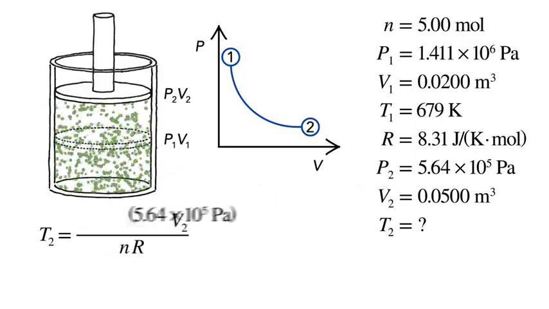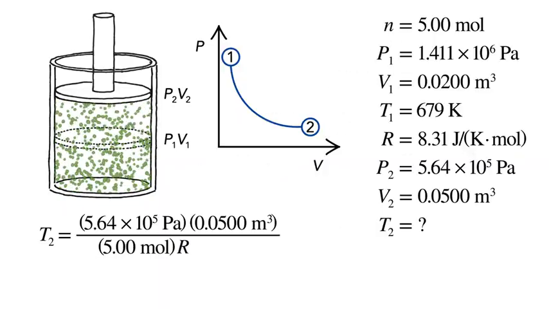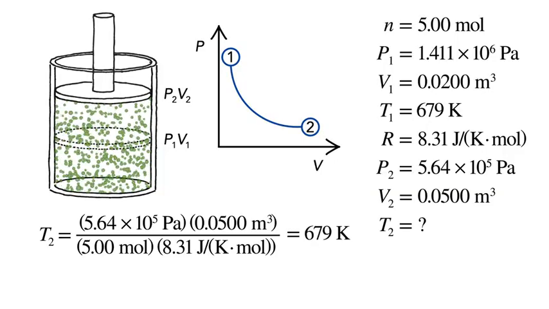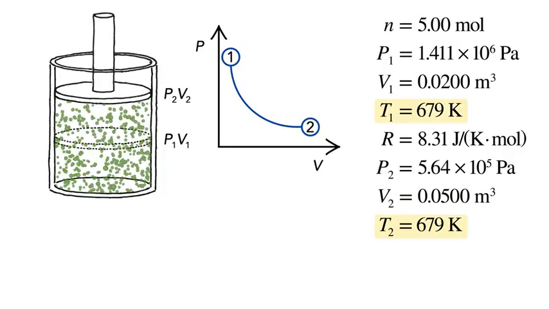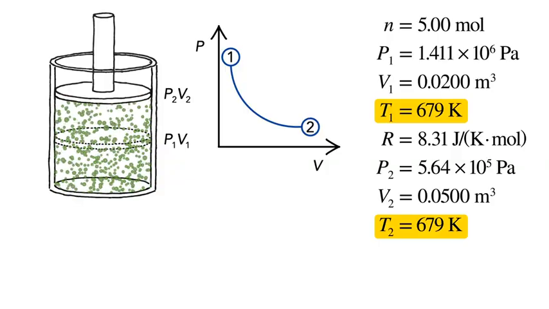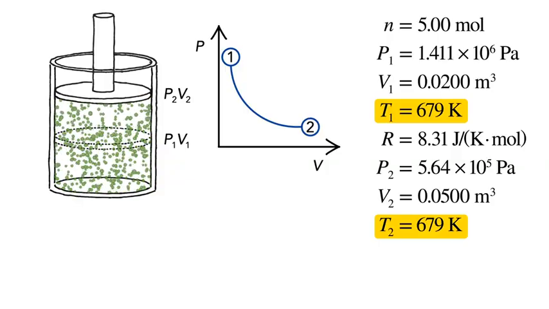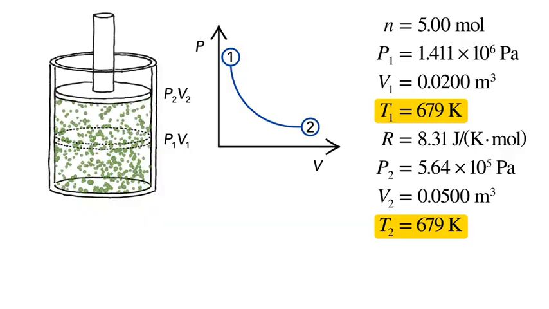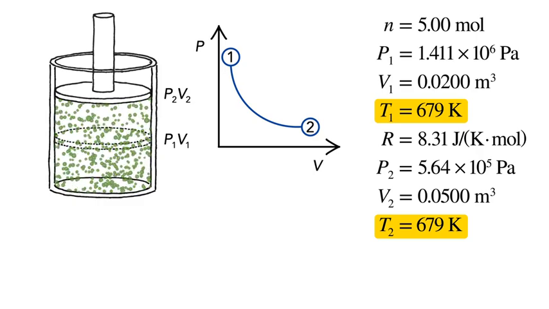Substituting the new pressure and volume, along with the other known values, you can calculate that the final temperature is 679 kelvins, which was also the initial temperature. The observation that the two temperatures are the same makes sense, because the word isothermal was used in the problem statement to describe this expansion.